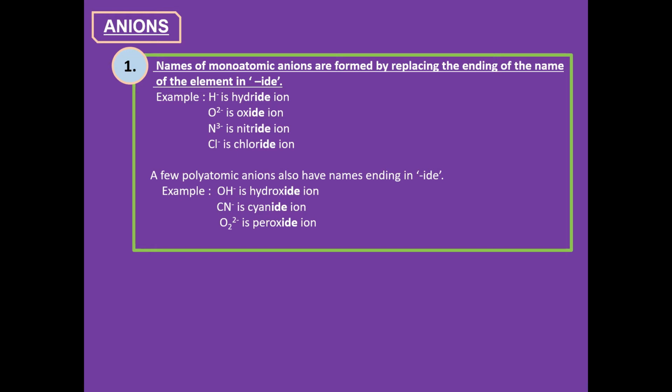A few polyatomic anions also have names ending in "-ide". For example, OH- is hydroxide ion, CN- is cyanide ion, and O2 2- is peroxide ion.